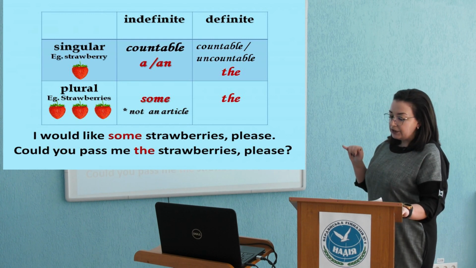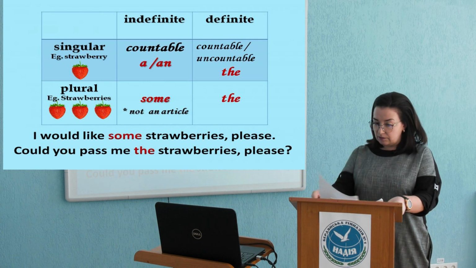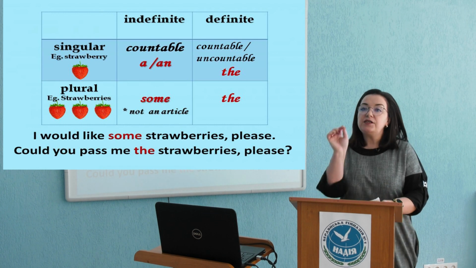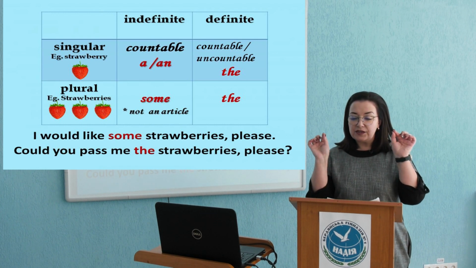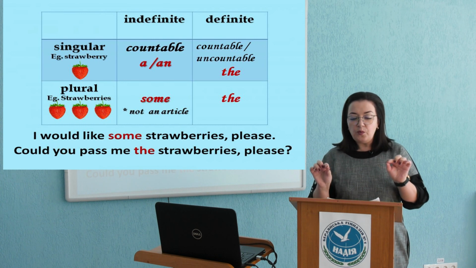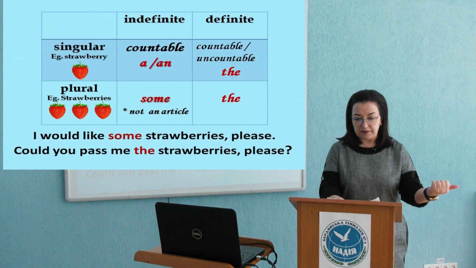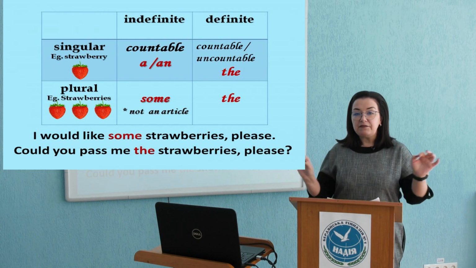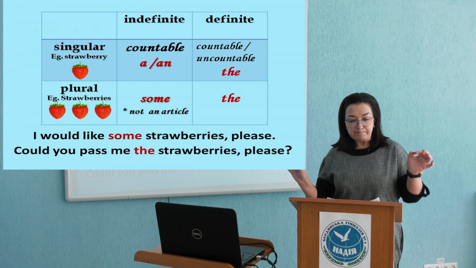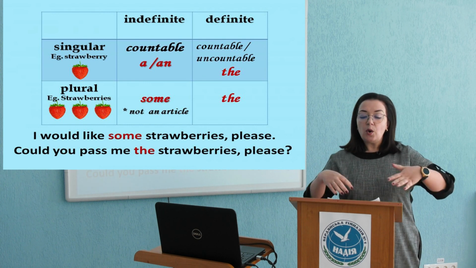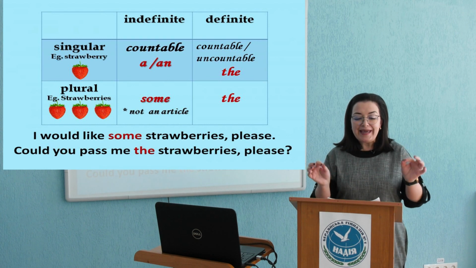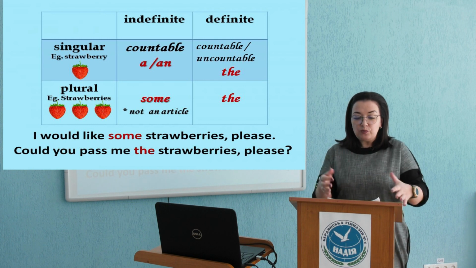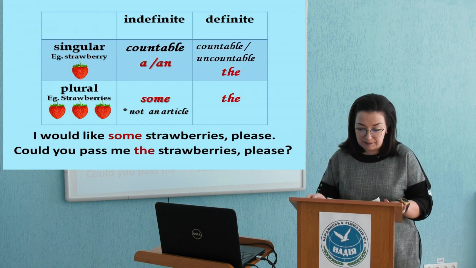Or I can use the definite article. Could you pass me the strawberries? The difference between these two sentences is obvious. We are talking about a specific something, or some unique things, or about anything at all. It doesn't matter, you see? Like I've said before, we are going to focus on three main rules today. Learn these rules, and maybe you will choose the correct article most of the time.